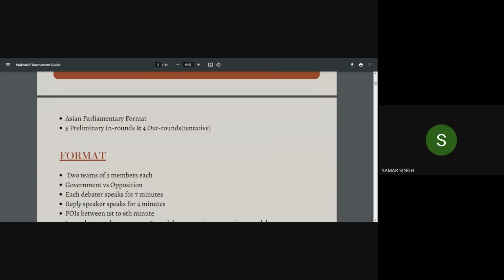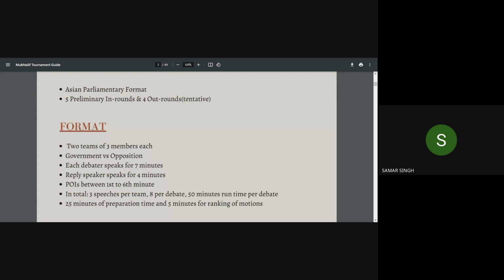We will begin with the basic answer to what the format is. Asian Parliamentary Debate is basically a type of parliamentary debate format, just like we have other types such as conventional debate, British parliamentary debate, and Oxford Union. So there are a lot of debate formats.